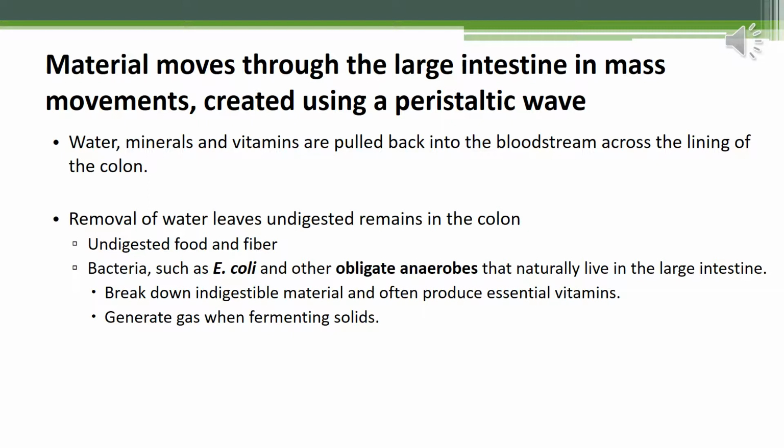And the reason we have these bacteria in our colon is that they help to break down undigestible material and often produce essential vitamins. An example of such a vitamin would be B12. These bacteria also generate gas as they perform fermentation, and this is what actually leads to flatulence in the colon.